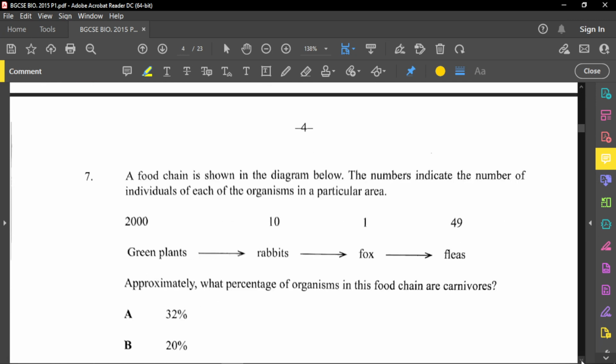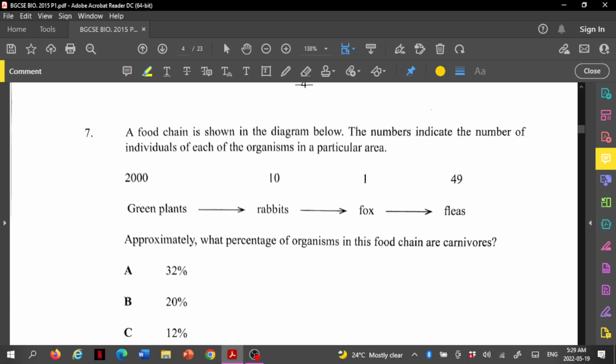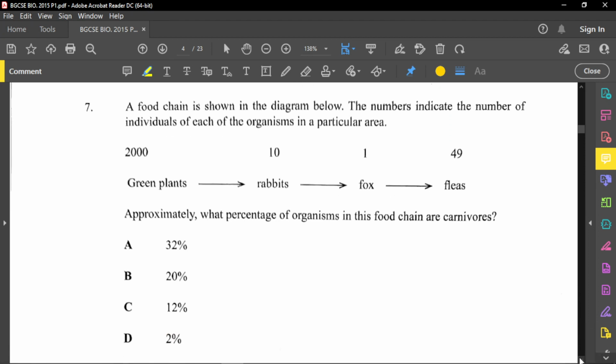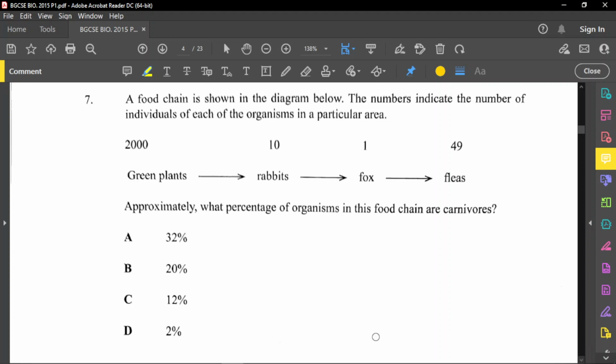Question number 7. It said a food chain is shown in the diagram below. The numbers indicate the number of individuals of each of the organisms in a particular area. We have 2,000 green plants, 10 rabbits, 1 fox, and 49 fleas.